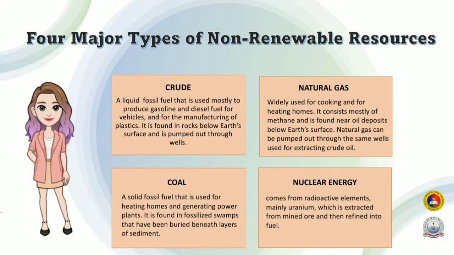Third is coal, a solid fossil fuel that is used for heating homes and generating power in power plants. It is found in fossilized swamps that have been buried beneath layers of sediments. And the last one is nuclear energy, which comes from radioactive elements, mainly uranium, which is extracted from mine ore and then refined into fuel.